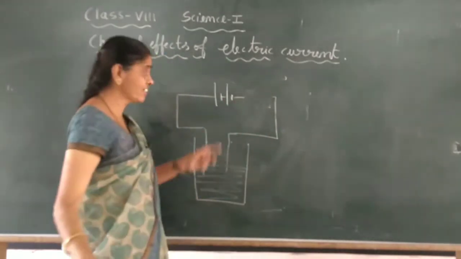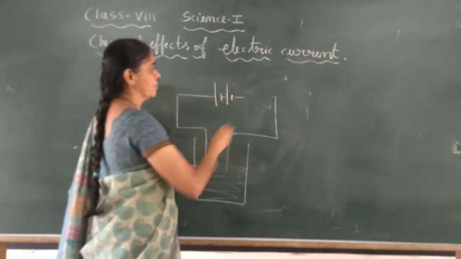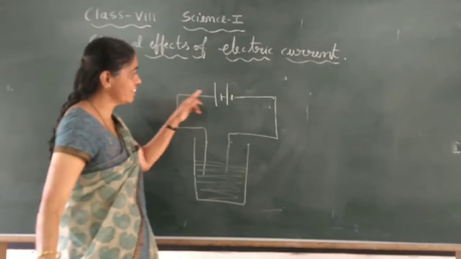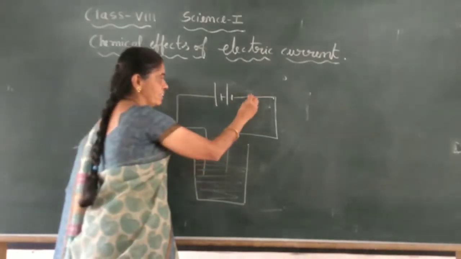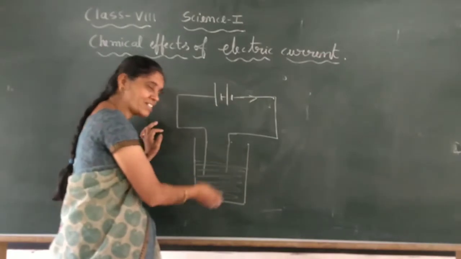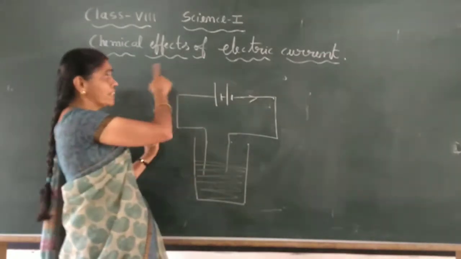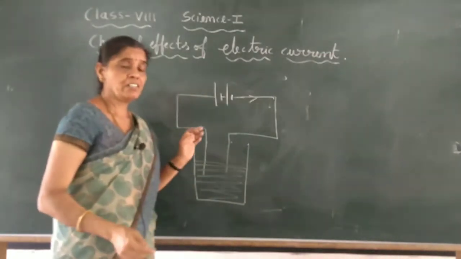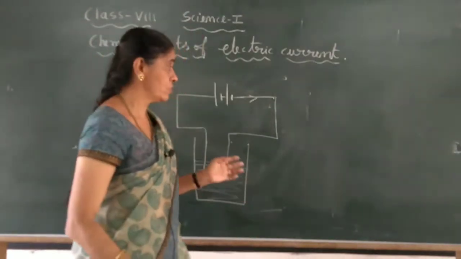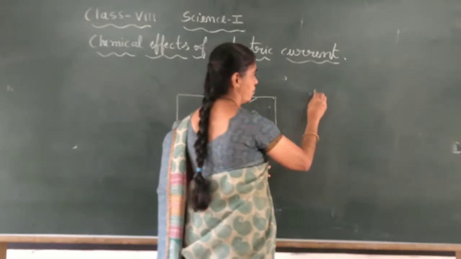Now what are the chemical changes it will bring? What are the chemical changes when current is flowing in the liquid? It will bring some chemical change, hence the name chemical effect of electric current. Then you may think which chemical change it will bring. So there are different changes that can happen.